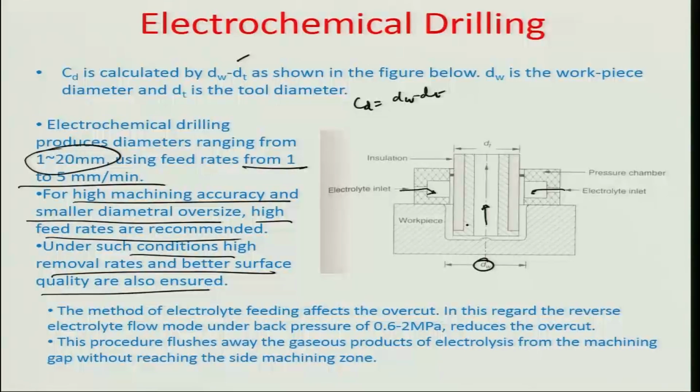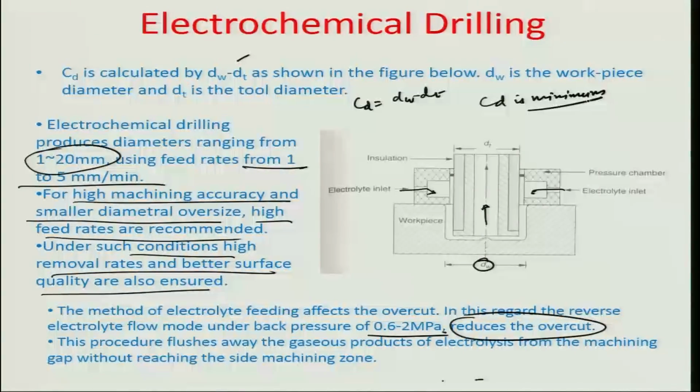These are normally generated to create the back pressure. The back pressure can vary from 0.6 to 2 megapascals, and back pressure is normally given to ensure that the total amount of overcut is reduced, or the CD is minimum. So that is how the gap between the final diameter of the workpiece and the tool diameter can be controlled.